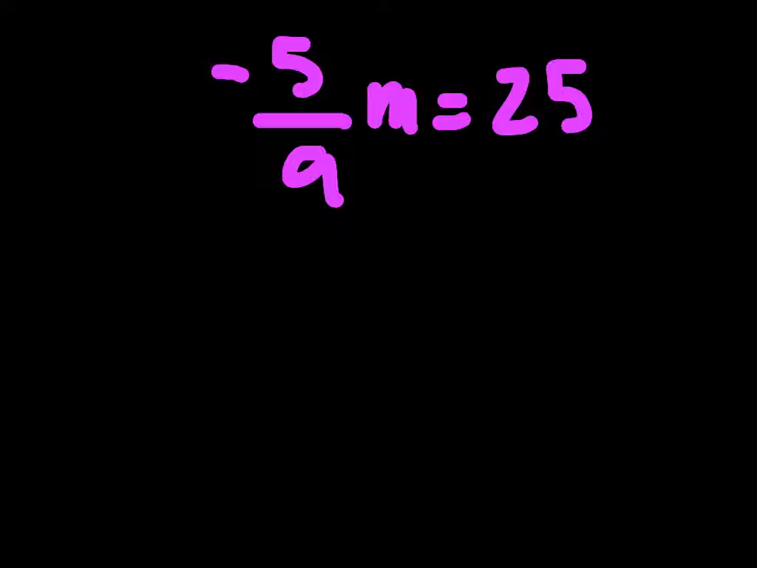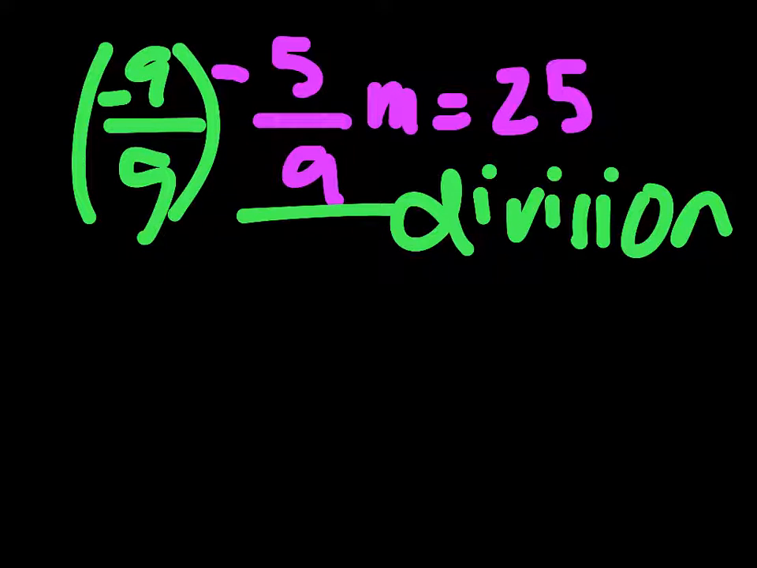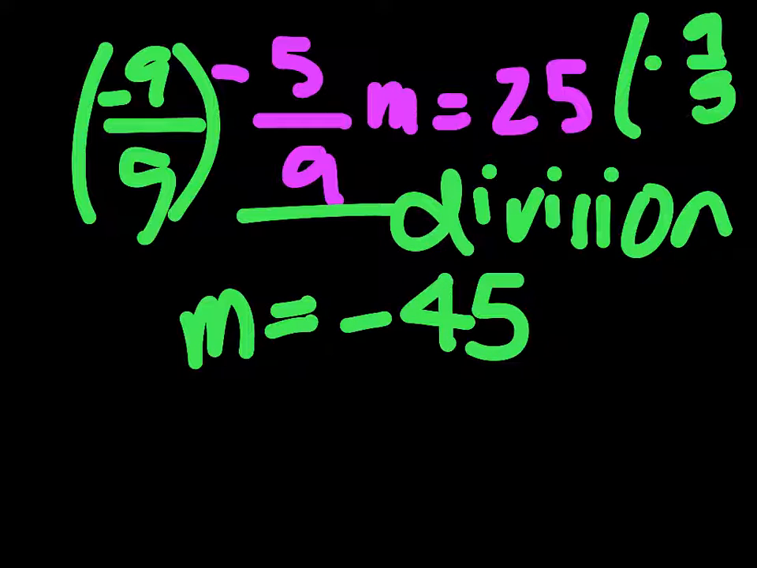Okay, so we look at our number, which is negative 5 over 9, and we know that this is division, so we have to do the opposite, which would be multiplication. So we learned about reciprocal, so we multiply by the reciprocal, which would be negative 9 over 5. Then you have to do it on this side, negative 9 over 5. So now m equals negative 45, because 25 times negative 9 over 5 is negative 45.